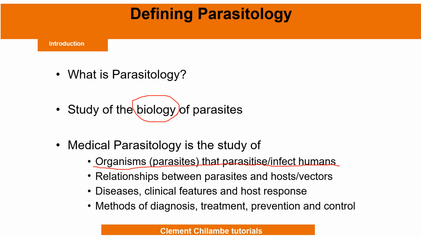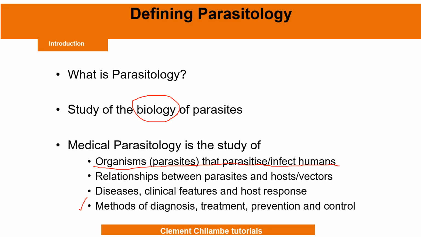Then number two, we do not only end there. We don't end on just identifying the organism. We go further to discuss the relationships between parasites and host or vectors. Not only that, we also go further and discuss the diseases, the clinical features, and also the host response of the same parasites that infect humans. We do not end there. We go further and lastly discuss the methods of diagnosis, the treatment, the prevention, and also the control.